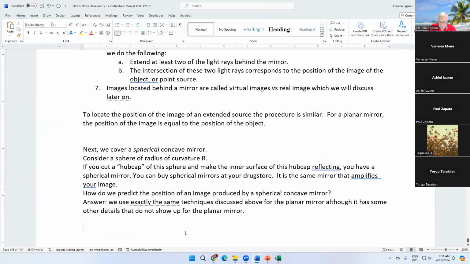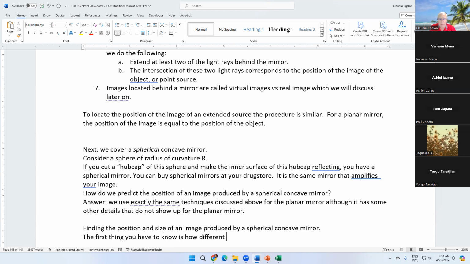Fine, so what we're doing here is finding the position, and not just the position, but also the size of an image produced by a spherical concave mirror. The first thing you have to know is how different light rays behave with respect to the mirror.